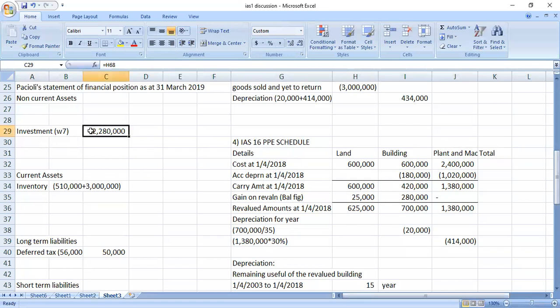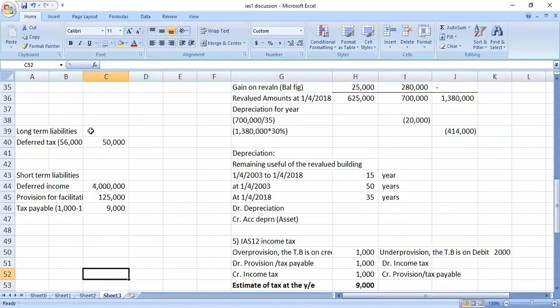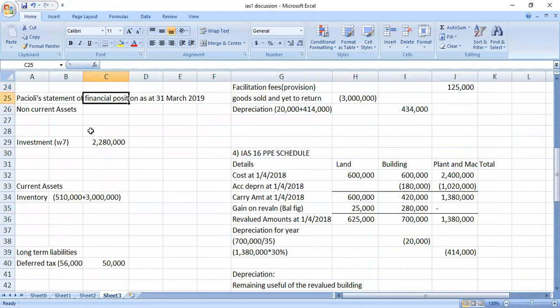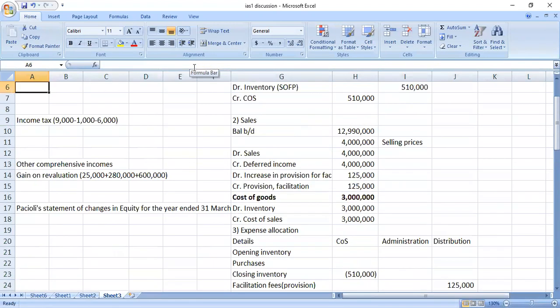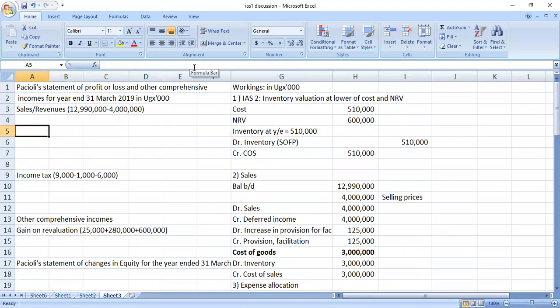Then the credit, we said you go to OCI, other comprehensive income, which is this side. Then you add the figure here, 600,000. But another day, like I said, if it was fair value model, it goes under other incomes. Fair value gain, then you put 600 here.